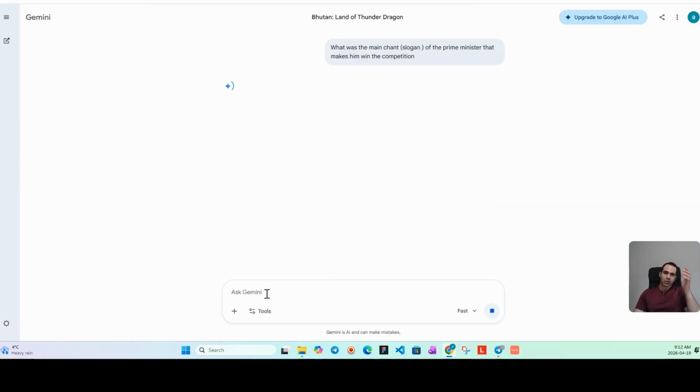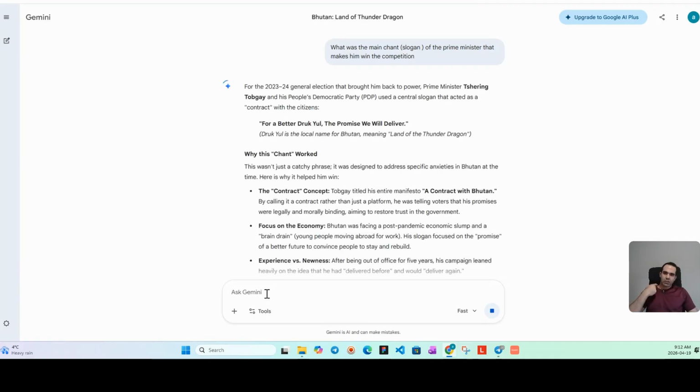So I want to know what is the main slogan of this prime minister. For the 2023-24 general election that brought him back to power, Prime Minister Tshering and his People's Democratic Party used a central slogan that acted as a contract with the citizens. For a better Druk Yul, the promise we will deliver. Druk Yul is the local name of Bhutan. Okay, for a better Bhutan, the promise we will deliver, meaning land of the thunder dragon.